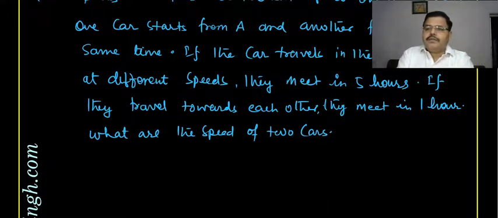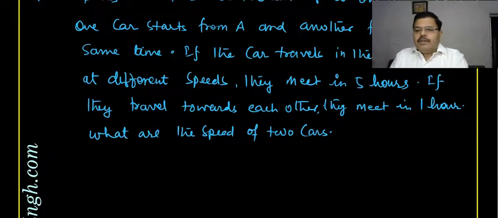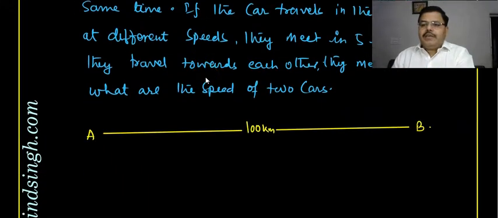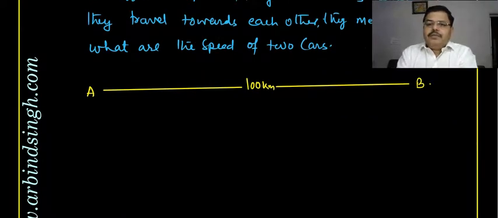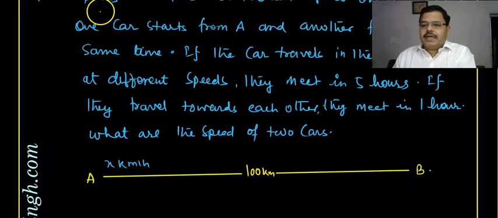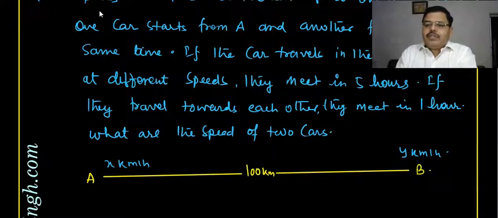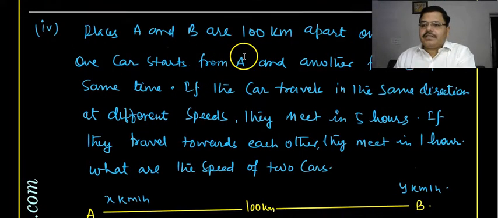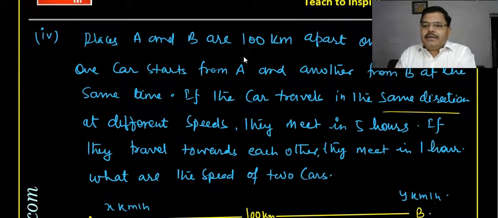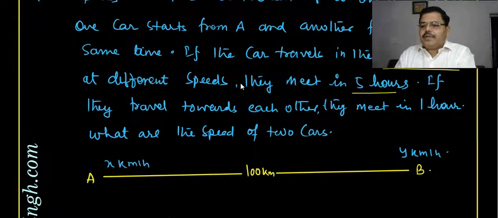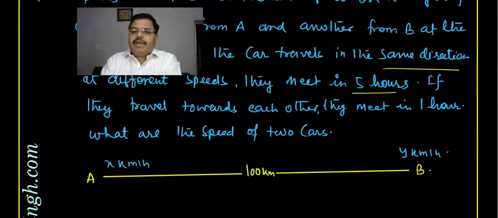Right. So there is a question that the cities are 100 kilometers away from each other. A and B are 100 kilometers apart. Let the speed of the first car at A be x kilometers per hour, and the speed of the second car at B be y kilometers per hour. It is given in the question that if they are in the same direction, and they meet in 5 hours.